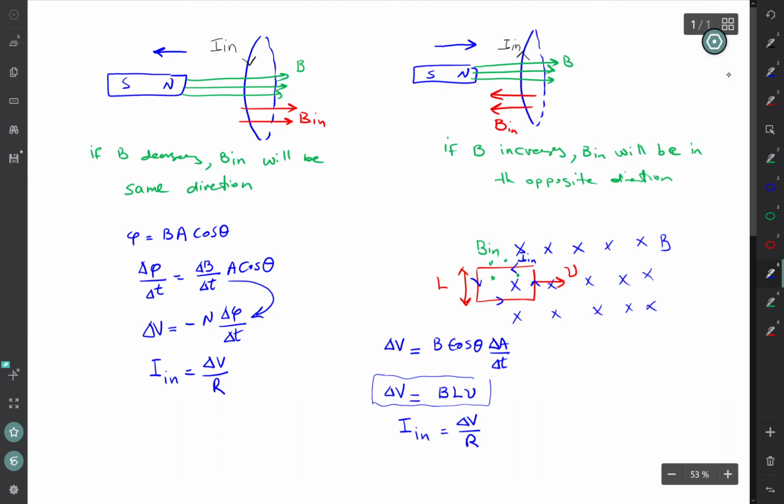So I want you to remember, when you have a loop entering or exiting the field, more of the area is exposed to the magnetic field when it's entering the field, and the equation that you need to use is going to be BLV. Make sure you're very comfortable with the direction of the induced current.